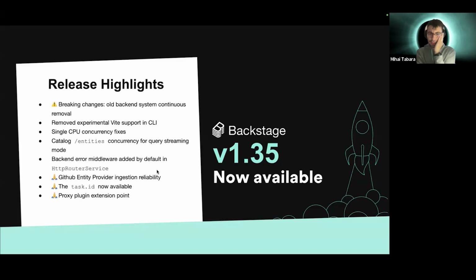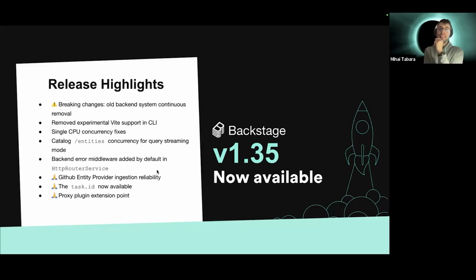Then also moving on, the experimental Vite support has been removed in the CLI. There's another flag that can be used to maintain the ability to do those bundle performance improvements. But heads up, the Vite flag has been retired. Moreover, we used to have an issue with the single CPU machines that couldn't properly run yarn dev to start in parallel the app in the backend. That has been fixed concurrency wise.